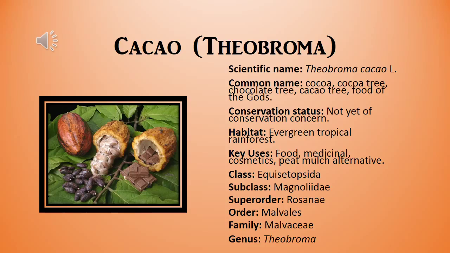It has a lot of common names such as cocoa, cocoa tree, chocolate tree, cacao tree, and food of the gods. Its conservation status is not yet a concern among people. Its habitat is a tropical rainforest. It has a lot of uses such as in food, medicinal, cosmetics, peat mulch, alternative, among others. And there are a lot of characteristics of the cacao, such as its class, subclass, and so on and so forth.